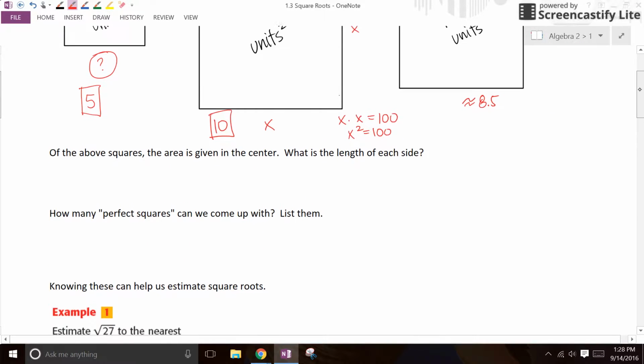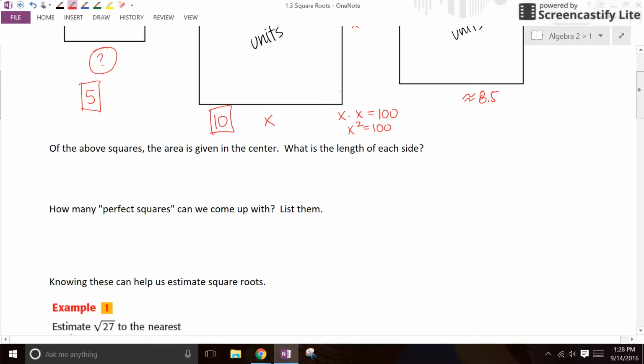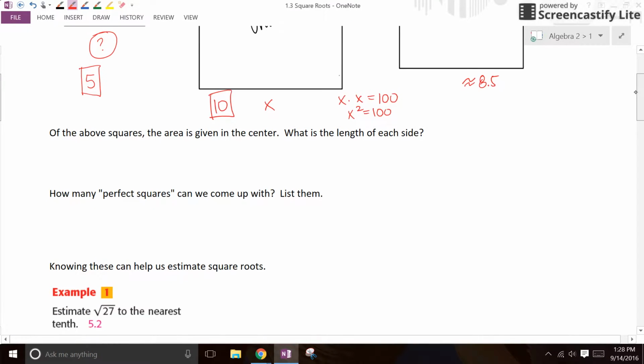So that's how you find out each side, and square root is just figuring out how long that side is. Now, there are these perfect squares, like the 25, like the 100, and you need to recognize a lot of them. So let's talk about what they are. See if you can list them with me.